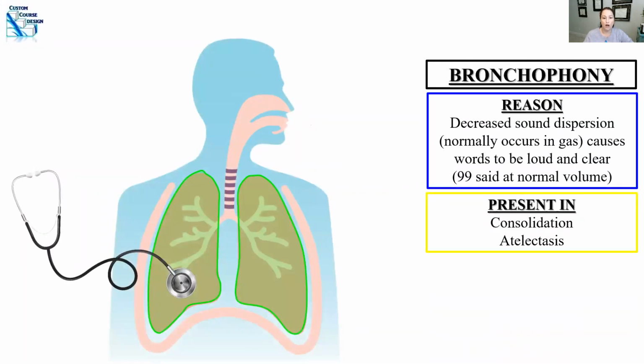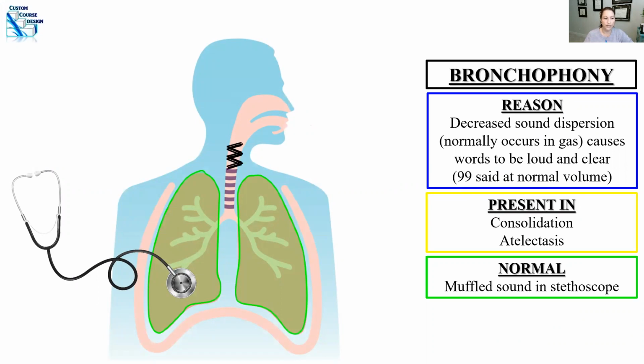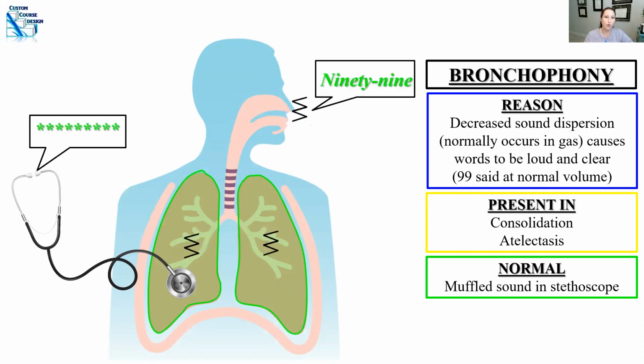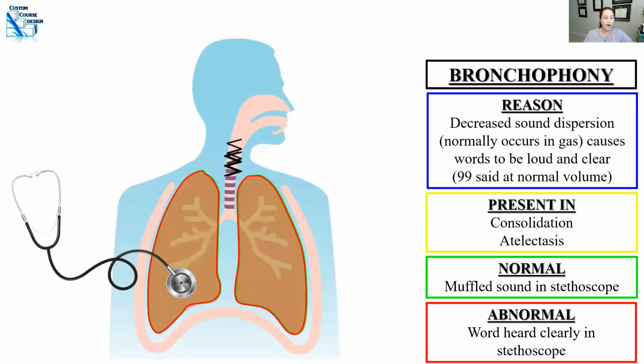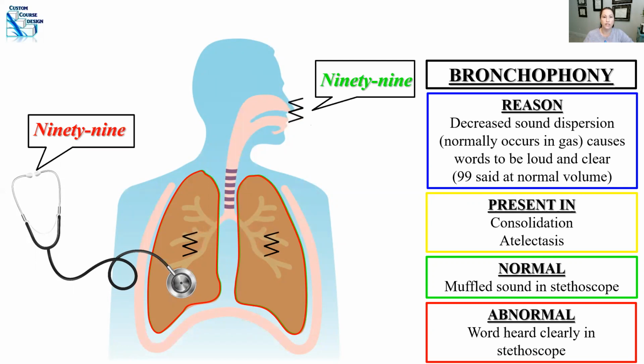Next, let's do bronchophony. Remember, we're going to ask the patient to say the word 99. In a normal finding, you'll hear kind of a muffled sound throughout the stethoscope. You won't be able to make out the word 99. But if the patient has consolidation or atelectasis, that will decrease the sound dispersion that normally occurs in gas, and it will make that word sound loud and clear. So instead of hearing a muffled sound within that stethoscope, you will hear very clearly the word 99. So remember that bronchophony is present in patients with consolidation and atelectasis.